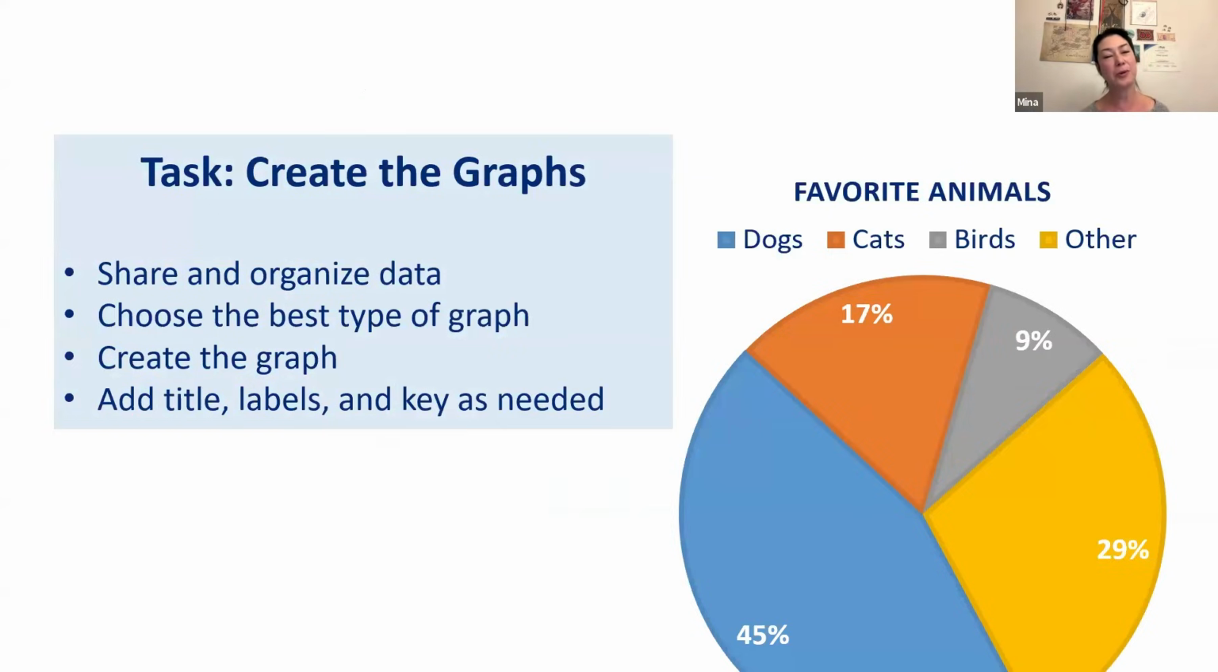Then students will create the graph by hand, or if it's an option, you can do this by computer using Excel or Google Forms, something like that. If you are doing it by hand, you will need paper and you will need either markers or crayons, colored pencils, or colored paper in order to make the graph. And then finally, they will need to add any labels and a key if needed.